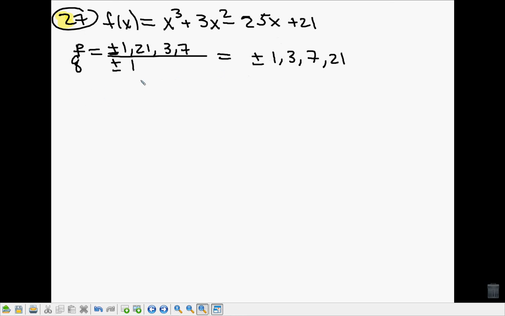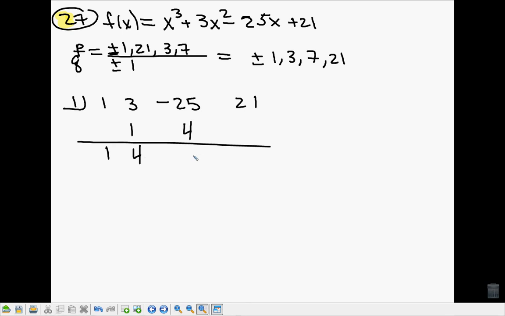So I'm going to try 1 first. I always try 1 first. 1, 3, negative 25, and 21. You should know how to do this by now. This is synthetic division. It should be easy for you, right? Bring down the 1, multiply. 1, add, 4, multiply, 4, add. What is negative 25 plus 4? Negative 21, multiply, add. We got a remainder of 0 on our first try.